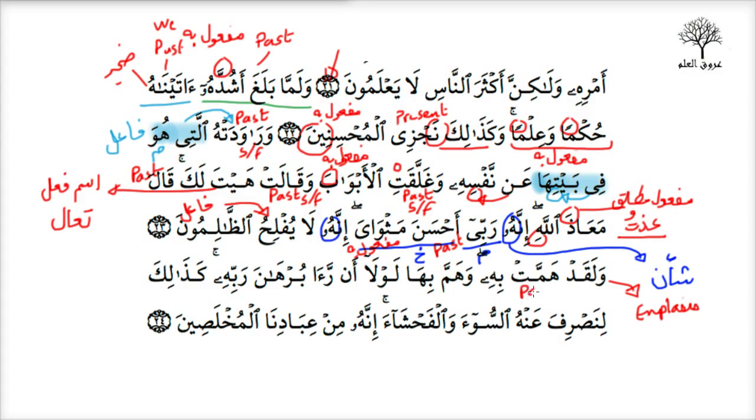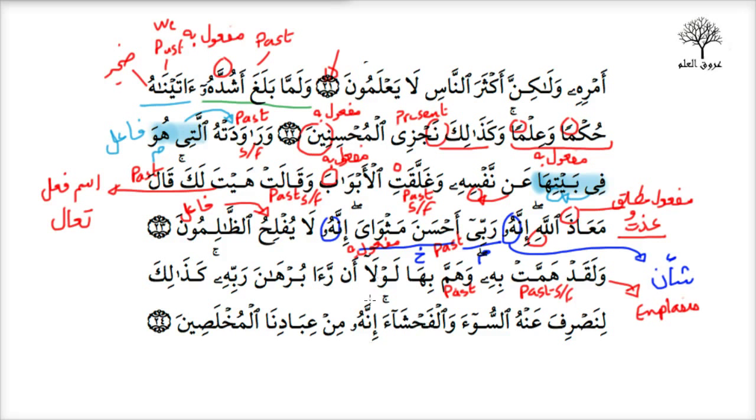Hammat is past, single feminine. Hammat bihi, with him, harf jar. Wa hamma biha, this is past, single masculine. Biha, again preposition, pronoun. Lawla, okay, lawla, this is lawla for shart.